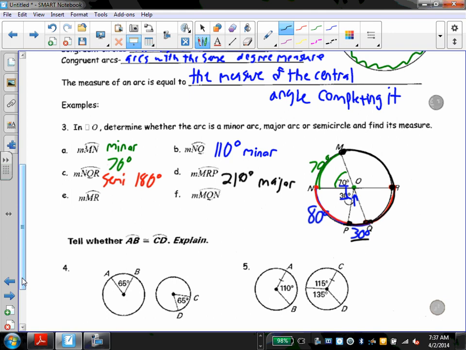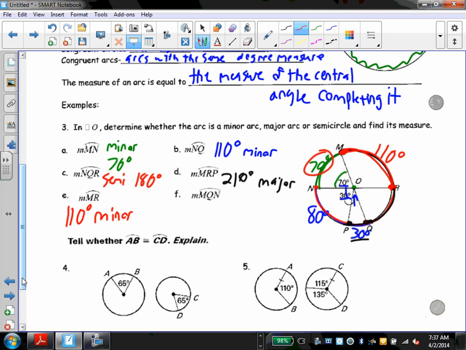The measure of MR then is our next one. So starting at M, going to R, this section right here. NR is a semicircle, so 180 degrees. We already know that we have 70 here. So that's going to make this 180 minus 70, which gives us 110 degrees for MR. And that's a minor arc, less than 180.